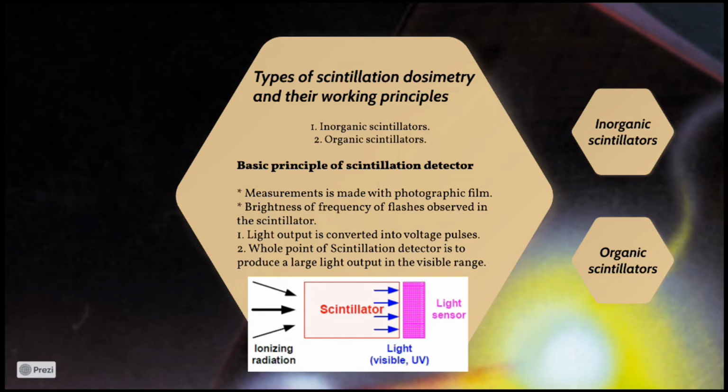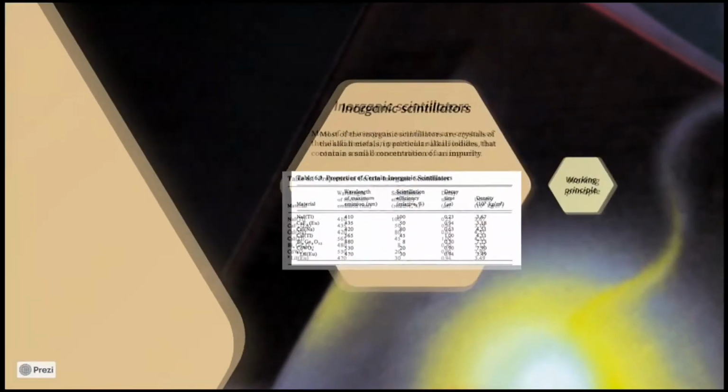The brightness or frequency of flashes in the scintillator can be observed by the human eye. Light output is converted into voltage pulses that are processed in the same way as pulses from proportional counters and semiconductor detectors. The whole point of scintillation detectors is that we want to produce a large light output in the visible range. Because of that, a scintillation detector requires a multiplier tube.